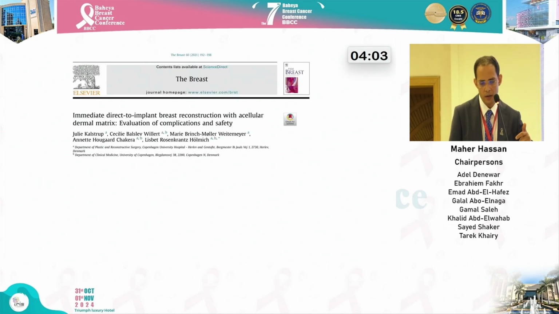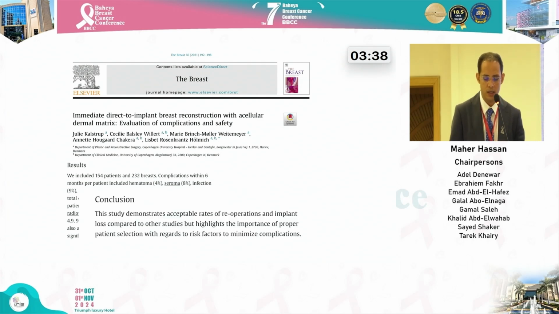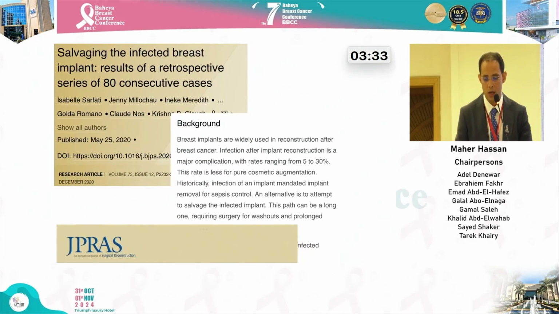So regarding the implant related complication, as mentioned, in this paper published in 2021 about the immediate direct to implant breast reconstruction with ADM, evaluation of the complication and safety, they found that the overall complication rate is about 13% with 6% implant loss, comparable almost to our series. So that demonstrates that this approach is safe and accepted for patient safety regarding the complication rates.